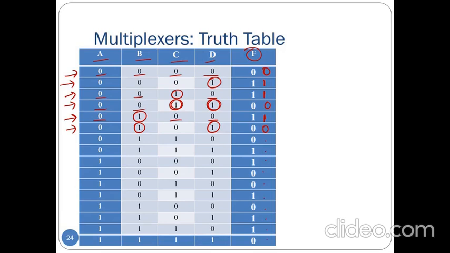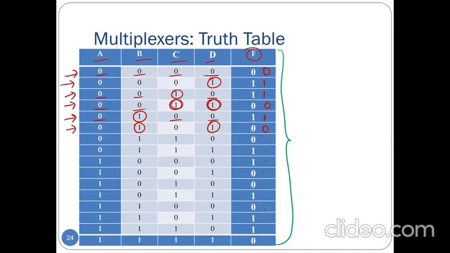So that was the first part of the problem, to draw the truth table. Now the second part is asking us to implement this truth table using a multiplexer, right? Now notice that there are 16 rows in this truth table.